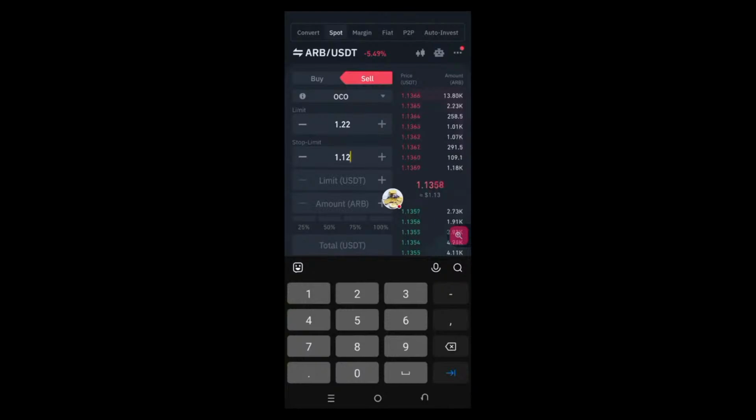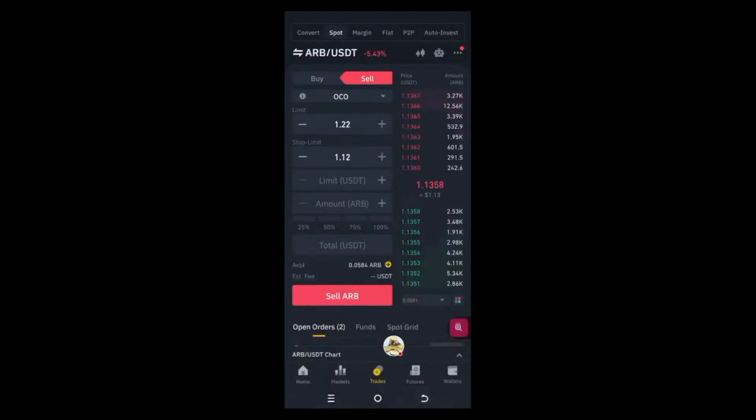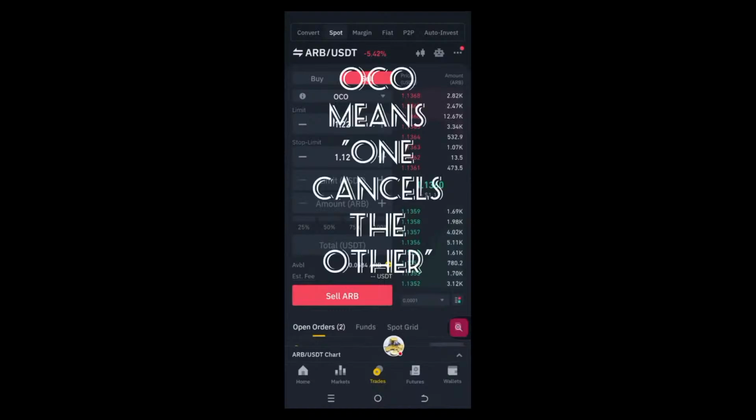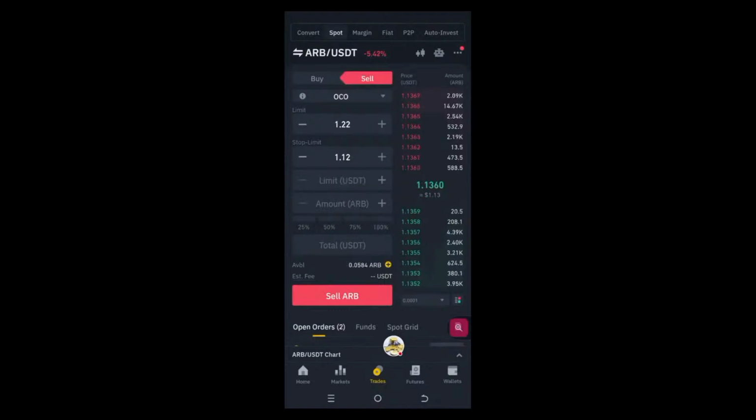So I'll be happy to lose a little portion of my money, because a lot of people are saying, why don't you just put stop loss? Why don't you just put the take profit? This is OCO. OCO means one cancels the other. Try and understand that. So you're going to put all of this, your limit price and all of those things.